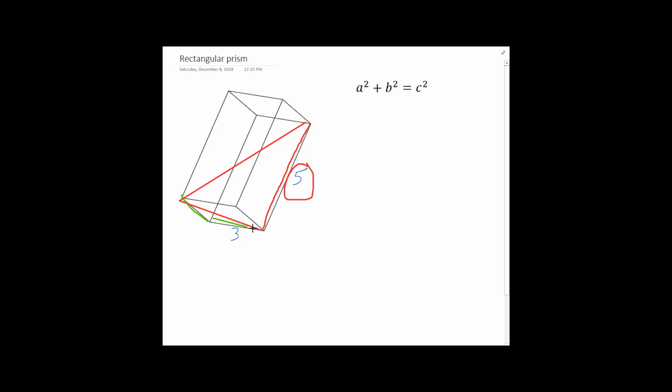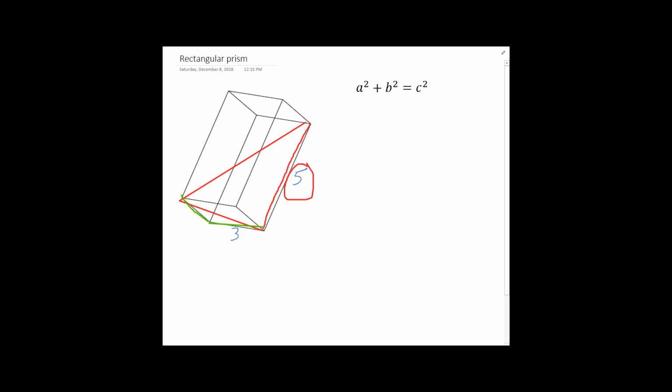And we know the base here is 3. Boy, that's pretty terrible. Let me try that again. Doesn't want to draw very well, does it? Let me undo that. Okay, we know the base here is 3. It's trying. Anyway, we know the base there is 3.